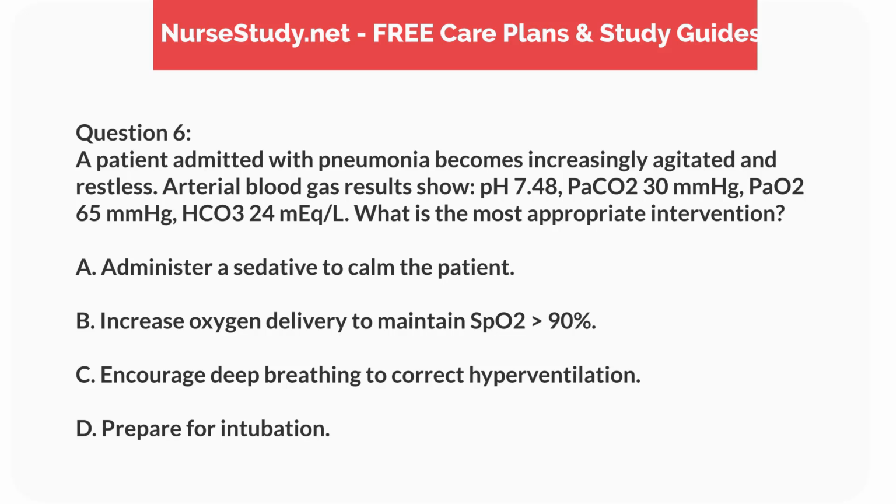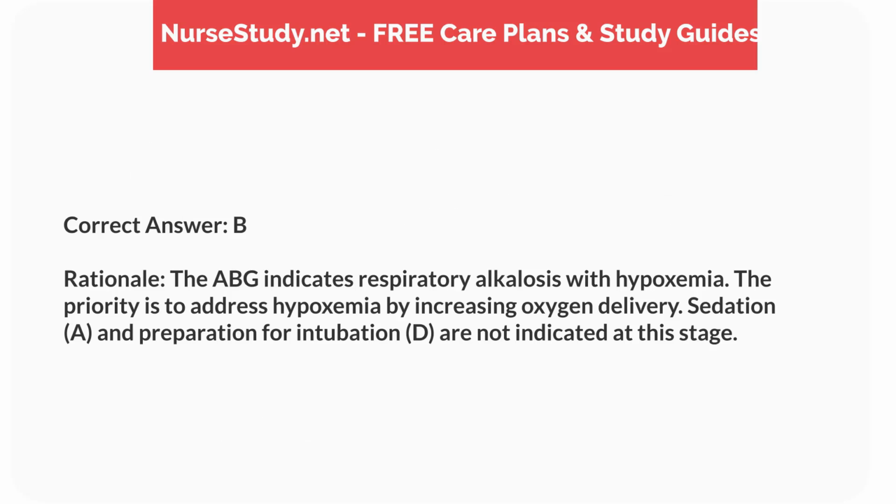A. Administer a sedative to calm the patient. B. Increase oxygen delivery to maintain SpO2 greater than 90%. C. Encourage deep breathing to correct hyperventilation. D. Prepare for intubation. Correct answer, B. Rationale: the ABG indicates respiratory alkalosis with hypoxemia. The priority is to address hypoxemia by increasing oxygen delivery.